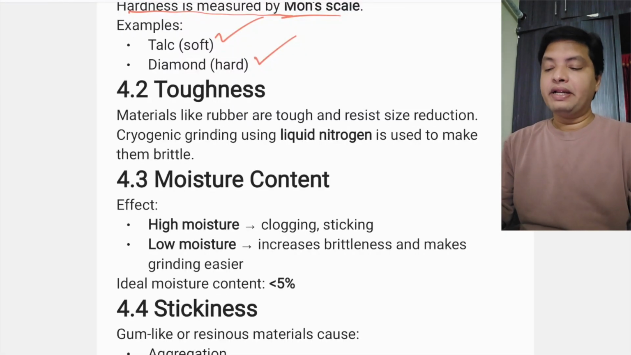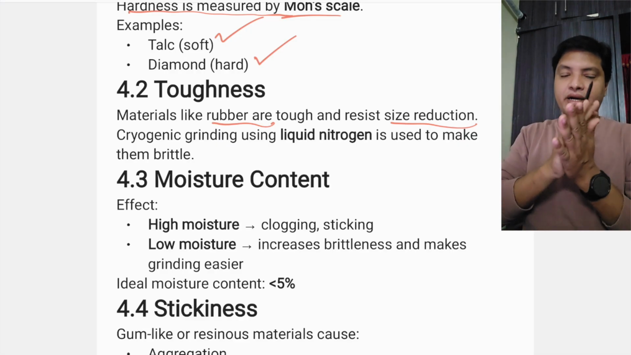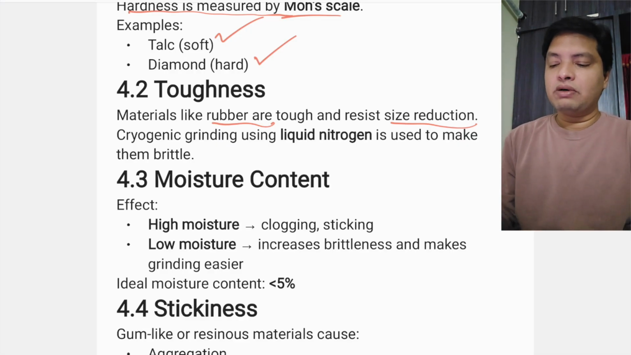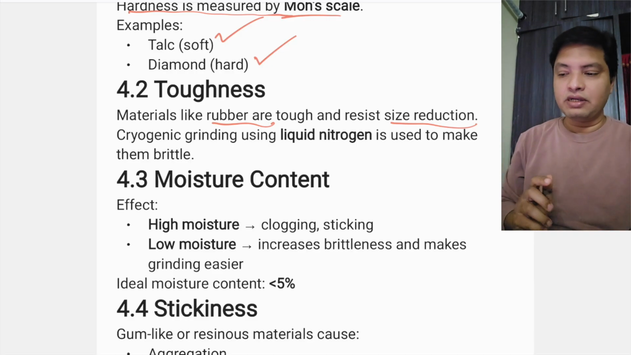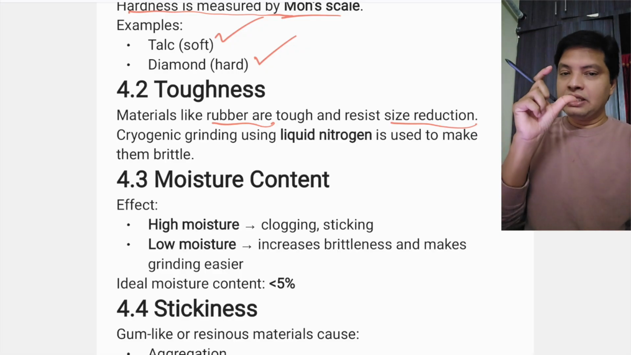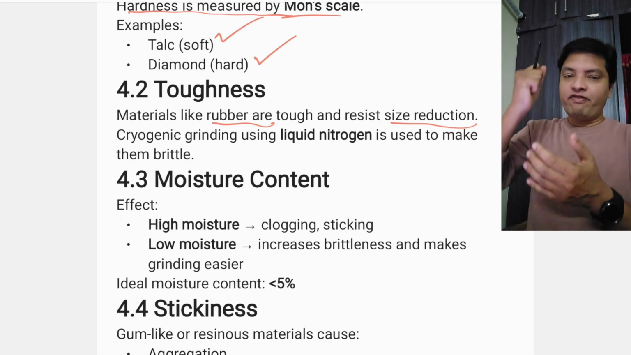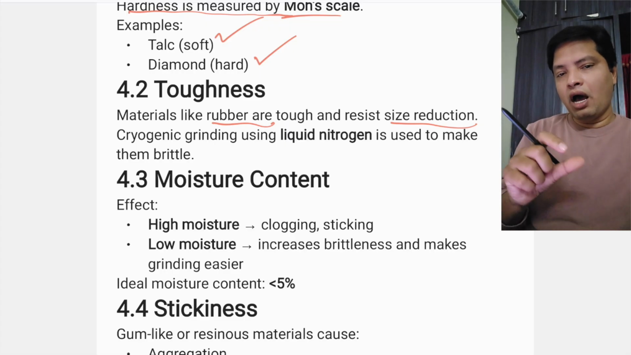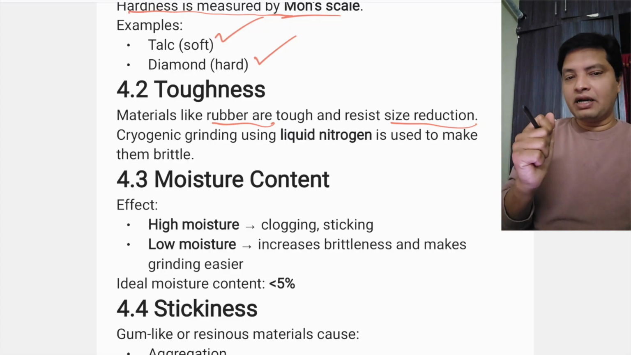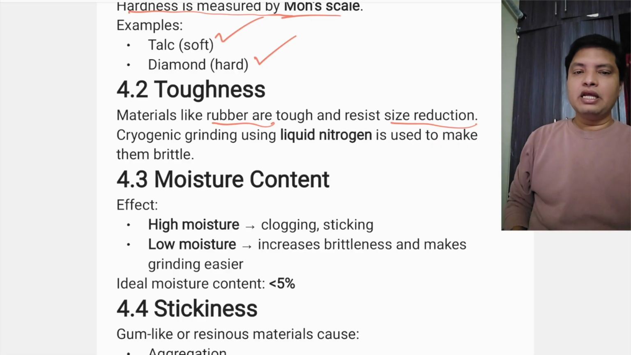Toughness. Materials like rubber are tough and resist size reduction. If you take rubber and try to reduce its size, it is not possible. So cryogenic grinding can be used. What is cryogenic grinding? Take rubber and put that rubber in liquid nitrogen. The liquid nitrogen will convert that rubber into a crystal solid. If you hit the rubber after it has been cryogenized, or you can say frozen, it will break. The best example is a rose flower. Dip that rose flower in liquid nitrogen, and it will break.